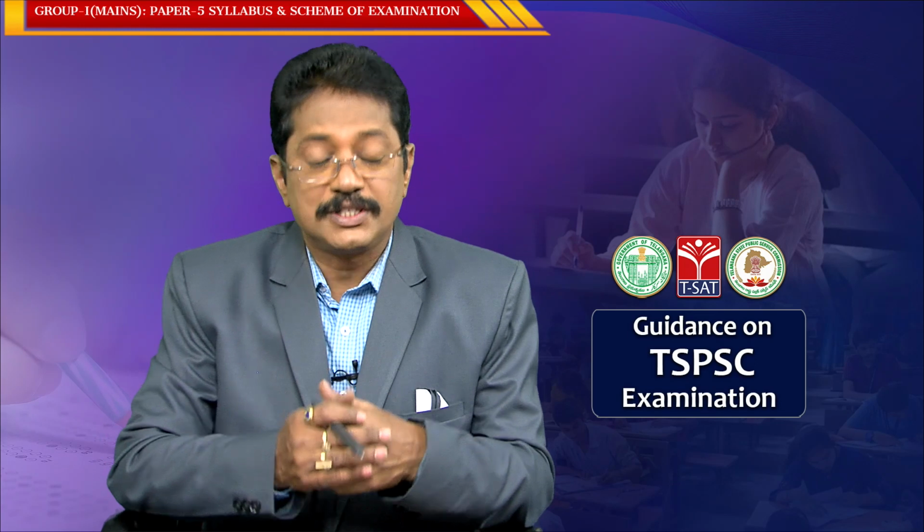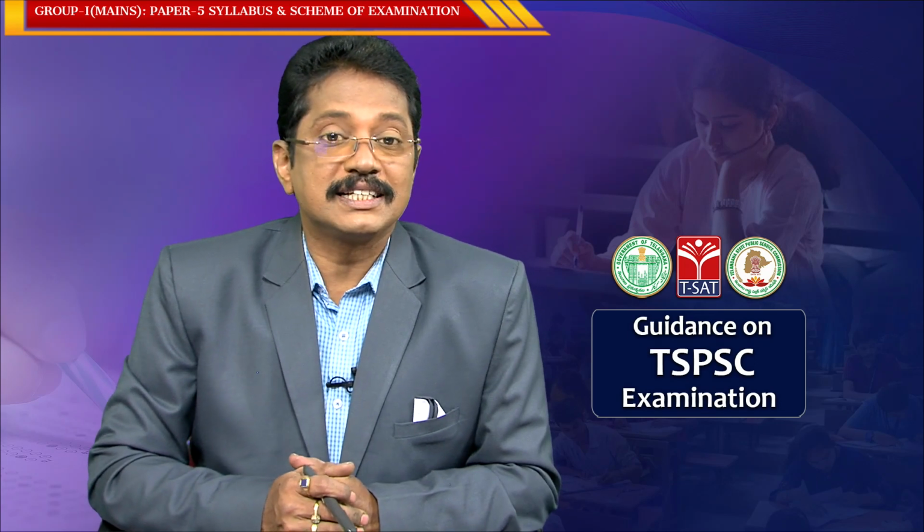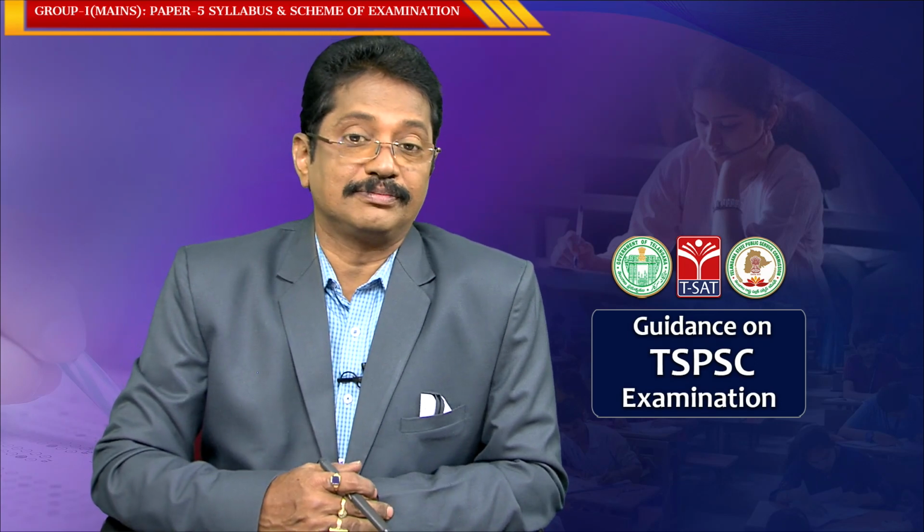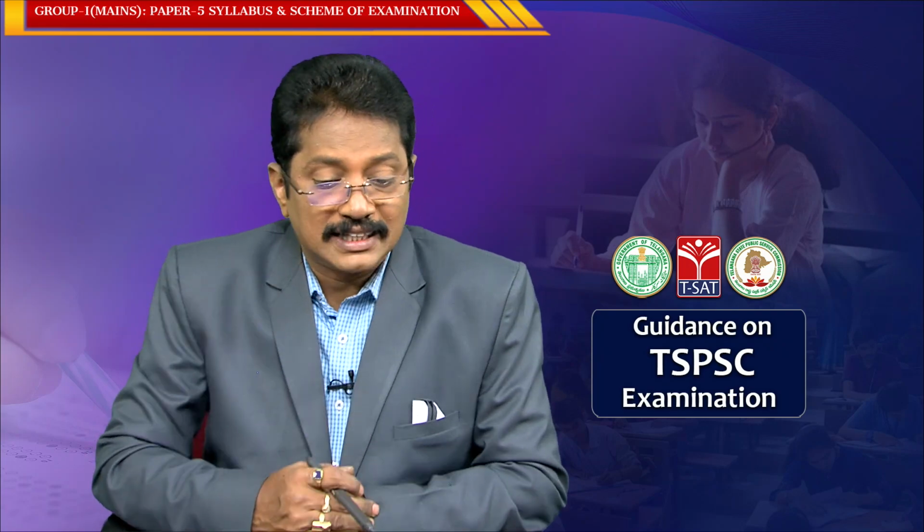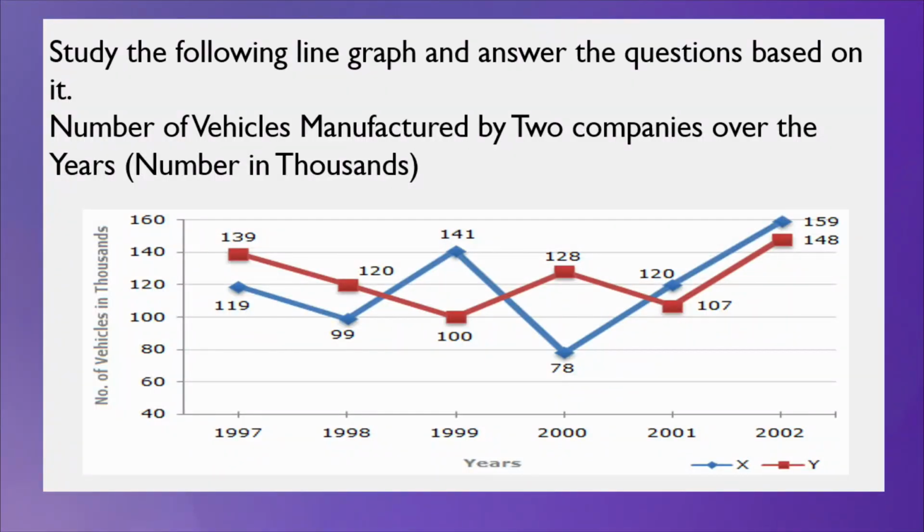Okay, now we shift to the next question. This one is a line graph. Study the following line graph and answer the questions based on it. The number of vehicles manufactured by two companies over the years is given in thousands.